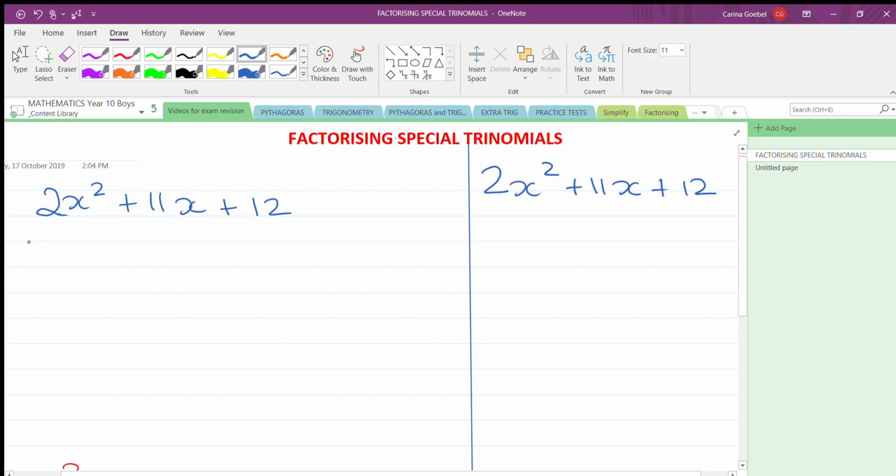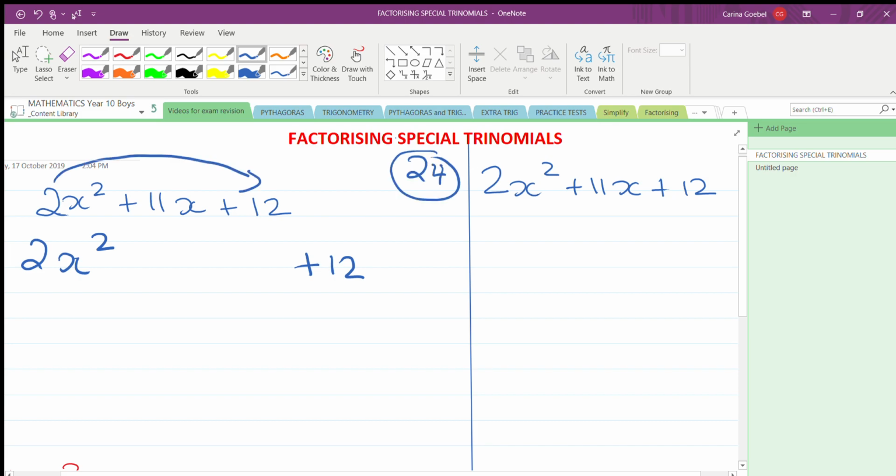Okay, so step 1 is you're going to write down your first term, 2x squared, and your last term, plus 12. You then multiply 2 by 12, which gives you 24. You now have to find the factors of 24 that when added together give you 11. So 6 times 4 is 24, but 6 plus 4 makes 10. So we have to try 8 times 3. 8 times 3 is 24, and 8 plus 3 does make 11.